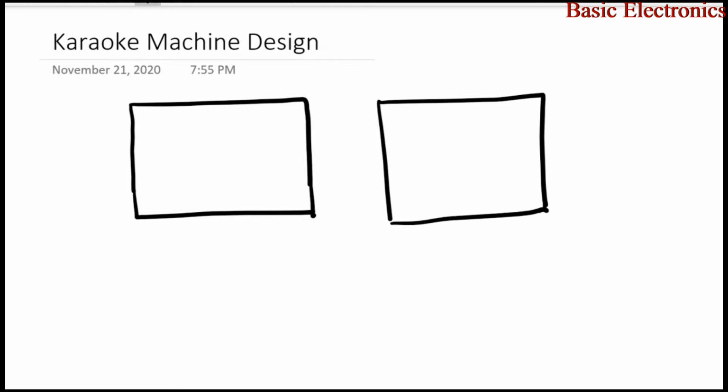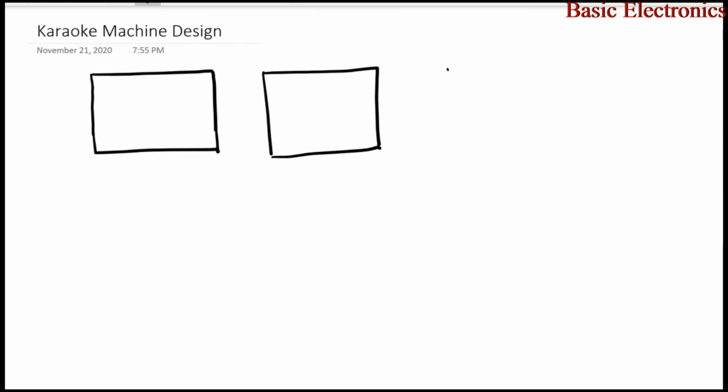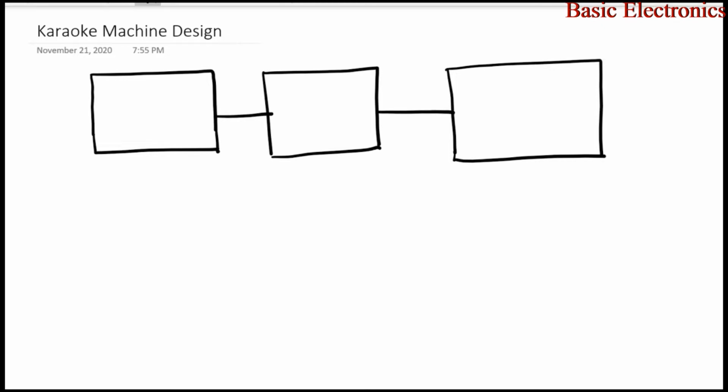Alright, so here we're going to design the karaoke machine. First of all, as always, we're going to start with a block diagram. So here you're going to have 3 basic blocks. This is not the only way to design a system, but it's a way that has worked for us, and we're going to do that again and again until we learn a different method.